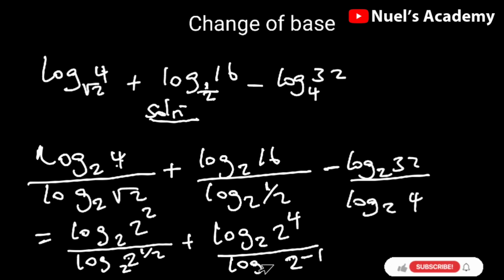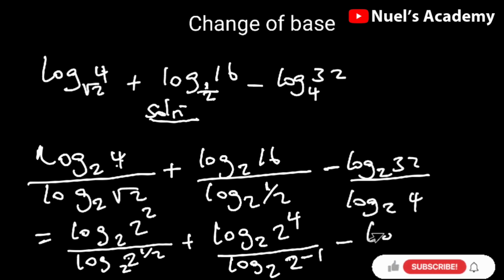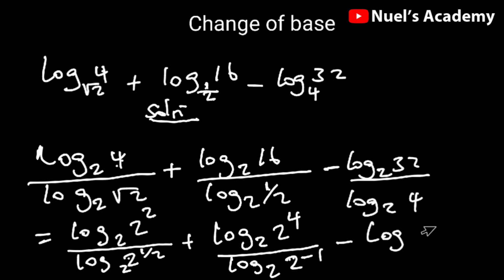So let's not forget our bases. Then minus log 32 is 2 raised to the power 5, base 2, over log 4 is 2 raised to the power 2, base 2.